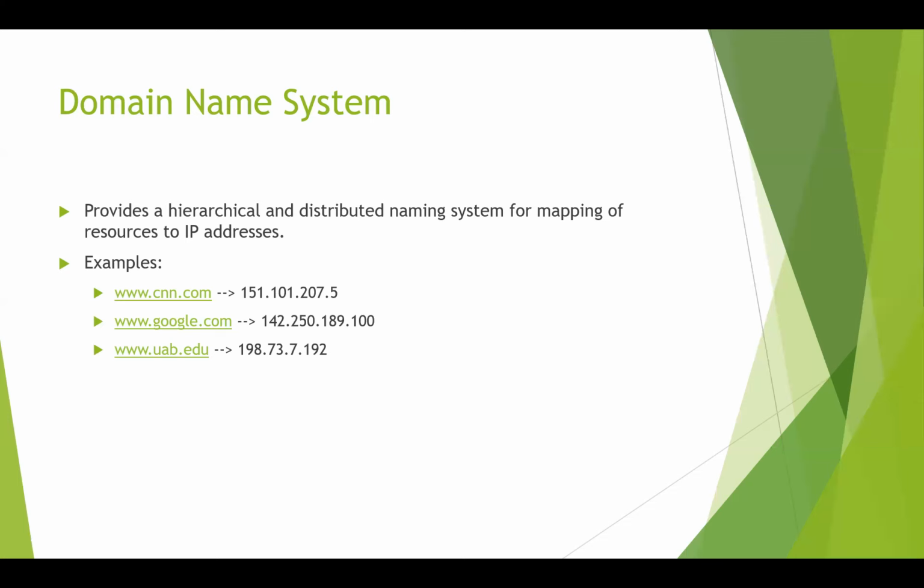These are just meant to be examples so that you could see that fundamentally behind the scenes of these friendly names like CNN.com, Google.com, and uab.edu, there is just an IPv4 address that responds. And you'll see when we do our demonstration that you can actually use that IP address to get to the same resources that you would otherwise utilize the name for.